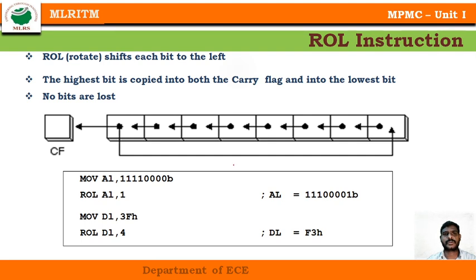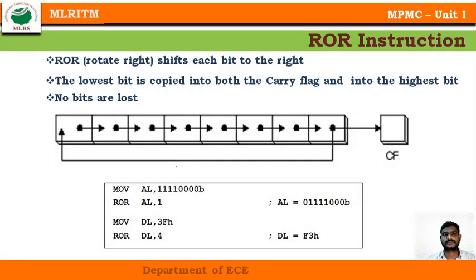This is rotate right, without any carry. Rotate right without carry, and rotate left, these are the examples which we have seen. Basically these rotate instructions are used to divide or multiply a number. In such cases these rotate instructions can be used.